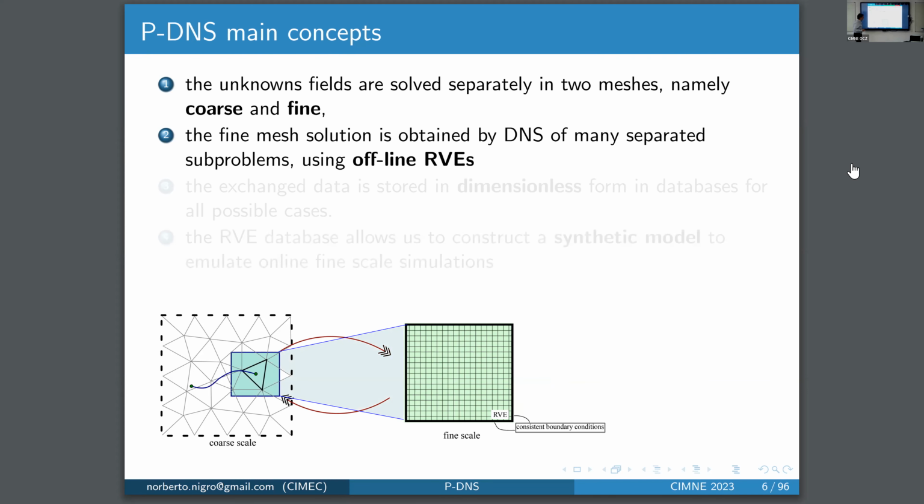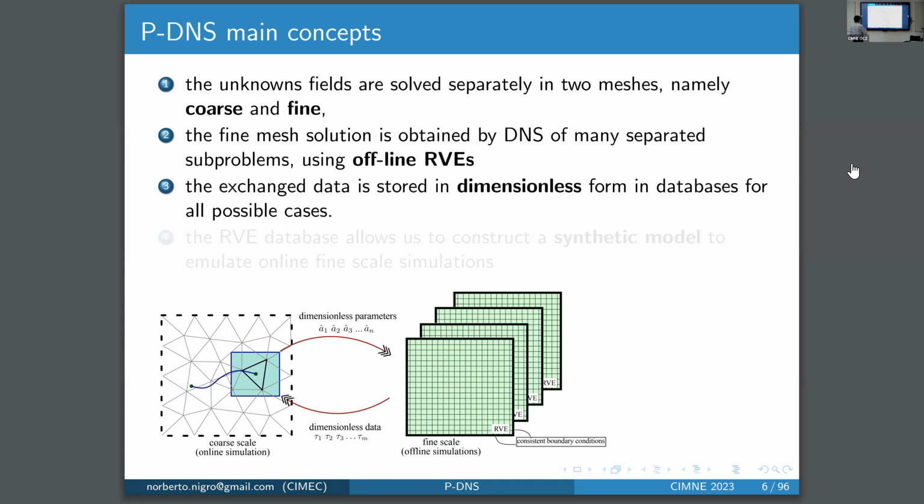In the fine mesh, the solution is obtained by DNS, trying to resolve all the scales that are present in the fluid. But trying to avoid the expensive situation of DNS, we solve this problem in offline simulations using the concept of the representative volume element, or RVE, that is very common in multi-scale problems, and we move some sort of average of the solution to the coarse mesh. The exchange data is stored in dimensionless form in order not to reproduce the infinite kind of problem that you have. Also, with dimensionless parameters, you only have to solve a finite set of different problems.